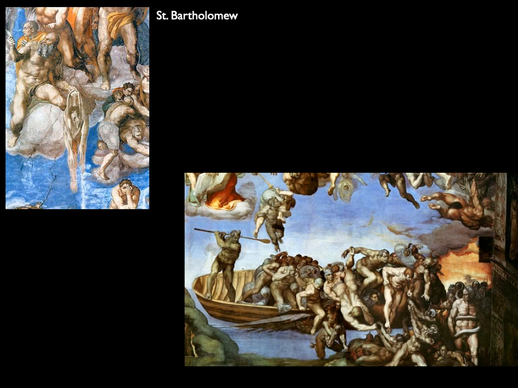St. Bartholomew, also known as Nathaniel, is in the detail on the upper left-hand side of the slide. He was a Christian martyr who, by one account, was skinned alive. Here he holds his own skin in his hand along with a knife, and the face on the skin is likely a portrait of Michelangelo himself. He was in his 60s when this painting was finished, and there's speculation that St. Bartholomew is a reference to his own mortality.